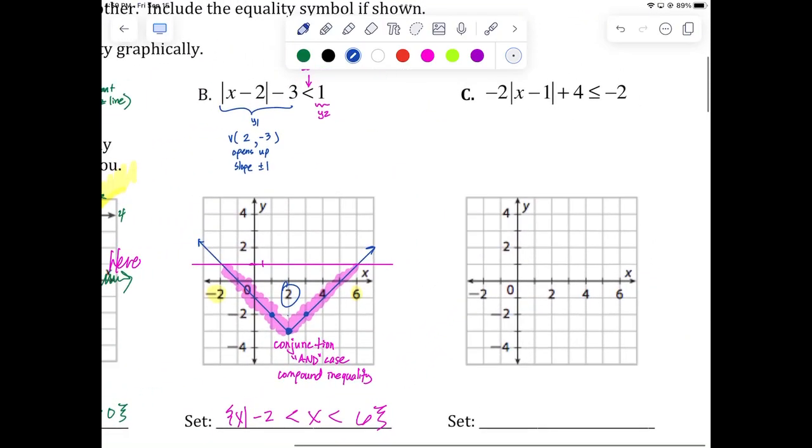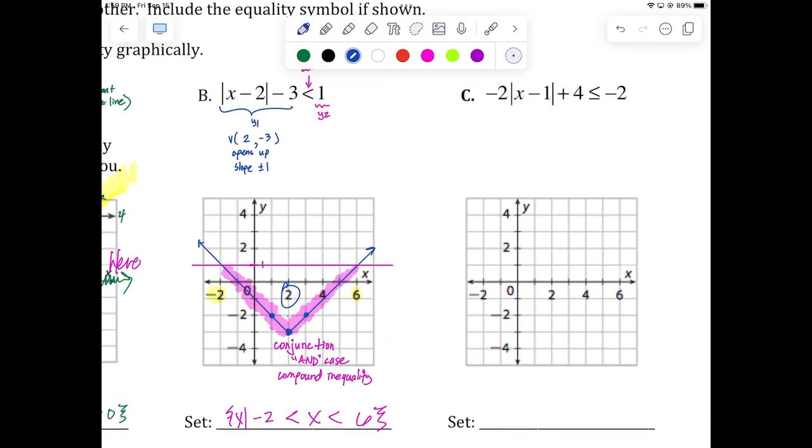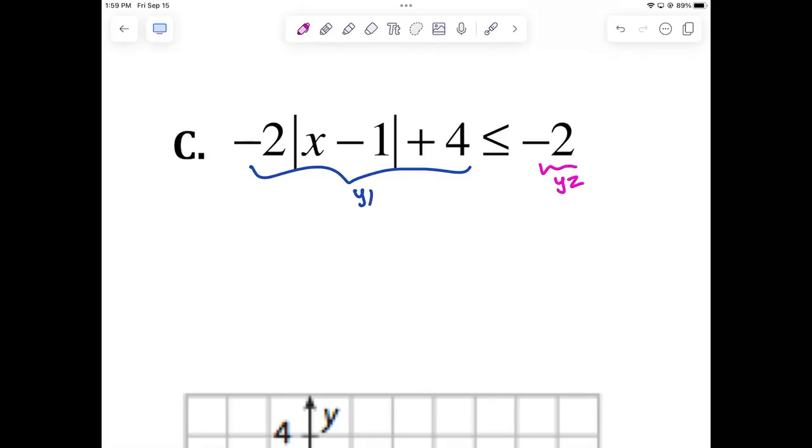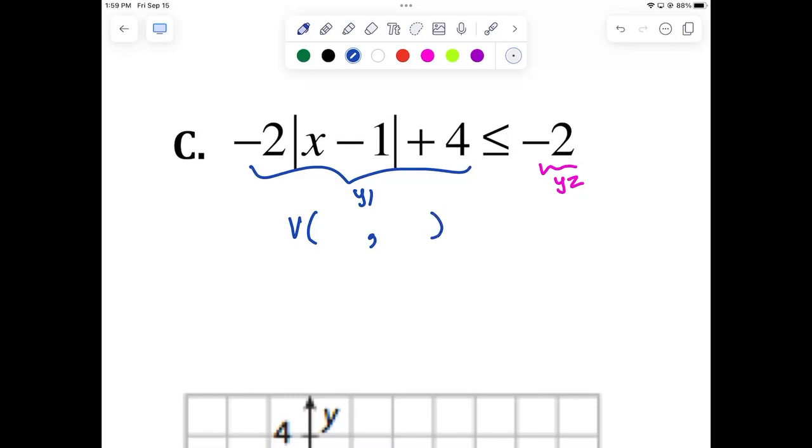I wonder what this one's going to be. 50-50, huh? Let's try it out. This is going to be good. This is Y1 and this is Y2. We need three things, remember, to sketch this graph. I need the vertex. Where's the vertex of this absolute value function? We move it right one and up 4. So the vertex should be at 1, 4. If you understand transformations, it's very easy to get that vertex because it started at 0, 0.